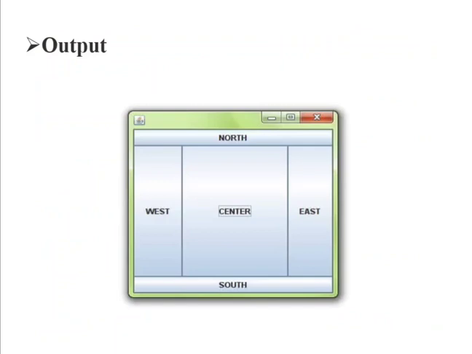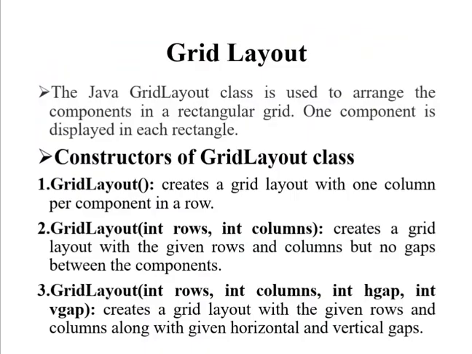Components are laid out, added in a left to right, top to bottom manner, in the order that they are added via the method container.add(component). The constructors used for the grid layout class are, first, GridLayout(), which creates a grid layout with one column per component in a row.